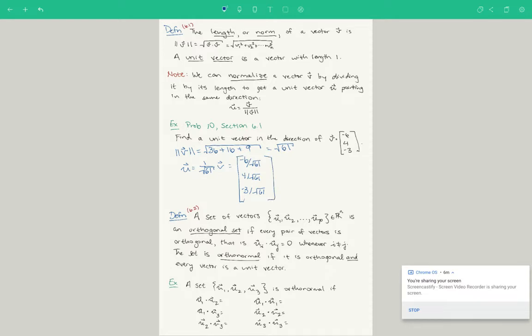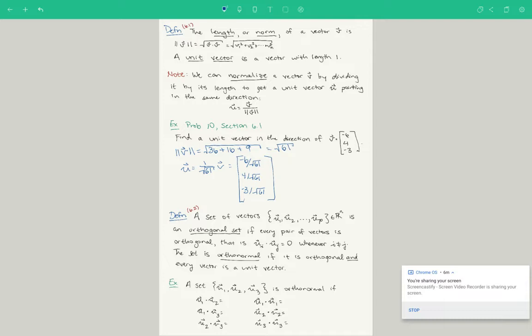Okay, so we've talked about what it means for a vector to be orthogonal, and we've talked about what it means for a vector to have unit length, and we can combine both of these things into something called orthonormal. So let's start off. If we have a set of vectors in Rn, we've now moved on to section 6.2.